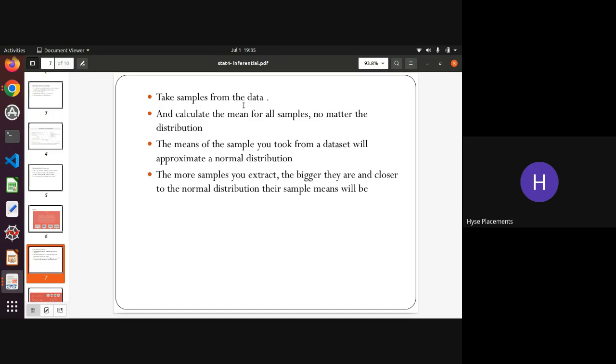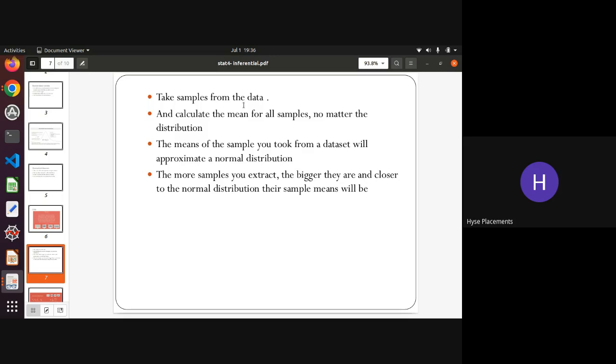Yesterday we took some samples, right? First we calculated the entire population mean, and after that we calculated the mean for different samples. We took 4 samples and calculated it. The more samples you extract, the bigger they are and the closer to the normal distribution the sample means will be. Yesterday we took 4 samples and approximated the population mean using these samples.